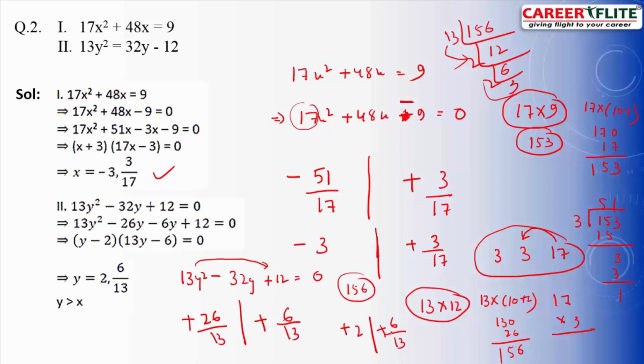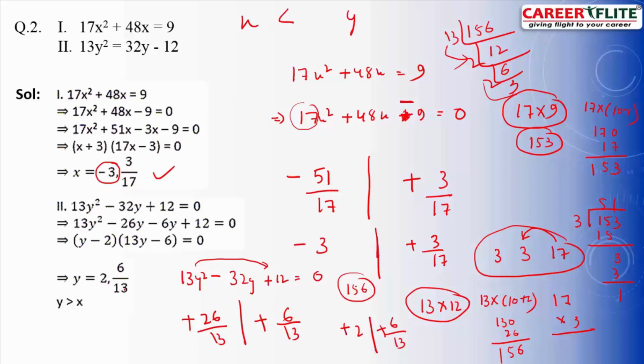Now we will see whether x is greater than y or y is greater than x. What we will do is compare the value of x with each value of y. First take x as minus 3. Now compare minus 3 with 2. This is x, this is y. In the first scenario, minus 3 with 2 means x is less than y.